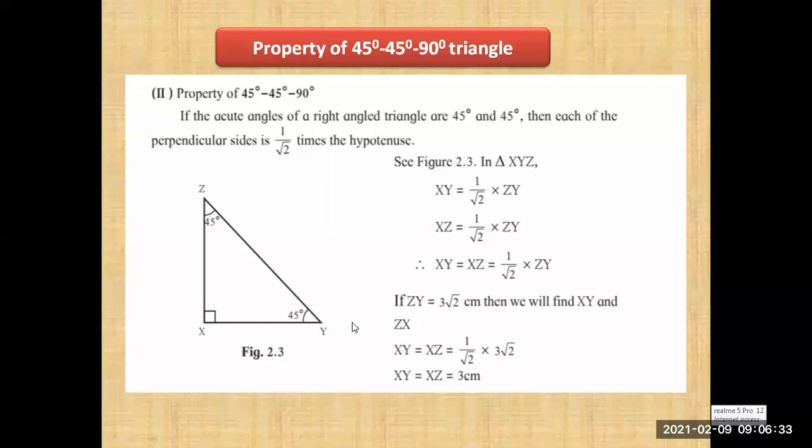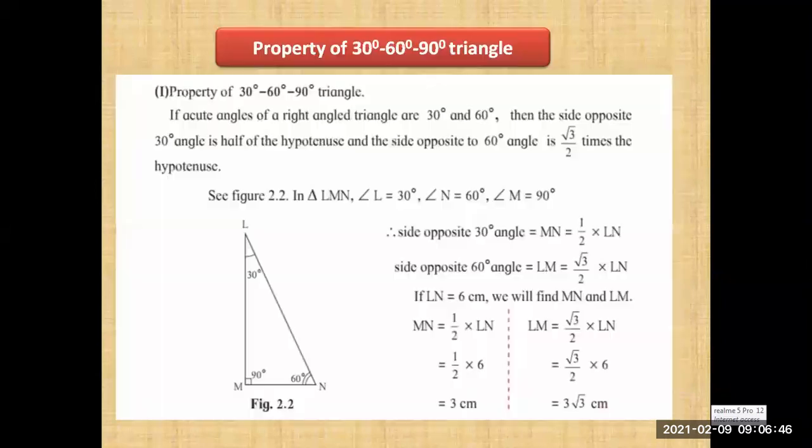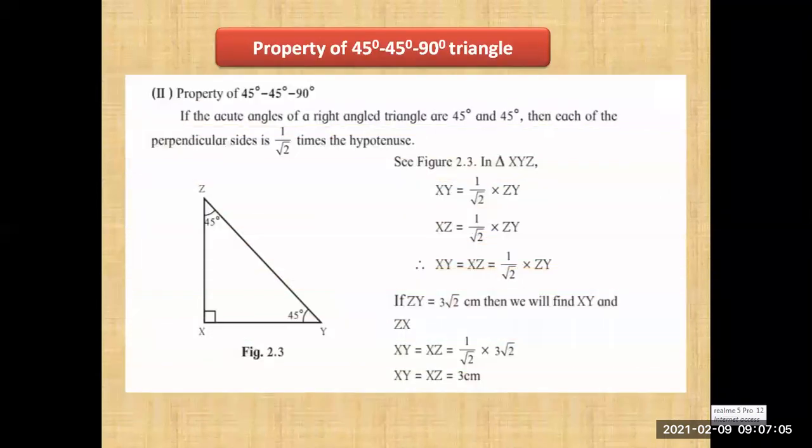If the hypotenuse is 3 root 2, then we see XY and XZ are equal to, root 2 gets cancelled, we get 3 centimeter. So simply, in the 45, 45, 90 and 30, 60, 90 degree triangles, the side opposite to 30 degrees is equal to half of the hypotenuse. The side opposite to 60 degrees is equal to root 3 by 2 times the hypotenuse. And the side opposite to 45 degrees is equal to 1 by root 2 times the hypotenuse. So these are the important properties.